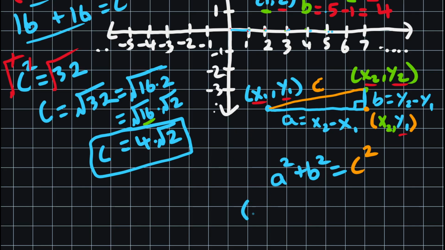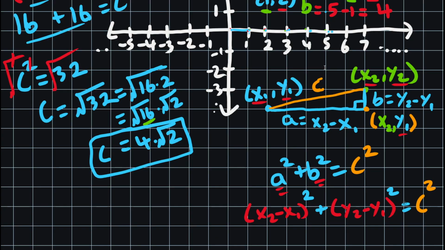So let's go ahead and substitute it. A is x2 minus x1, and we're substituting it for a, so let's make that red. So a is x2 minus x1, and then don't forget to square the entire thing, plus, and what is b? So b is y2 minus y1, and square the entire thing, equals c squared, which is what we're trying to find.